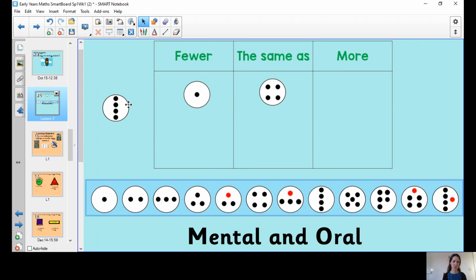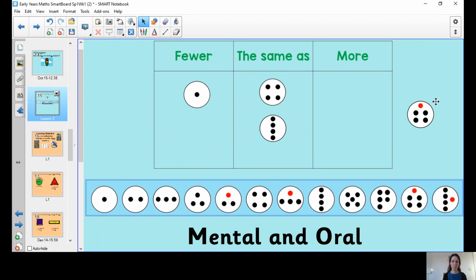Let's have a look how many dots are in this circle. We can count them together. 1, 2, 3, 4. Is 4 fewer than 4? Or is it more than 4? That's right. Actually, it's the same as. We need to put it in the middle column. 4 dots are in this circle and 4 dots are in this circle. We've just arranged them in a different way. Let's try one more.